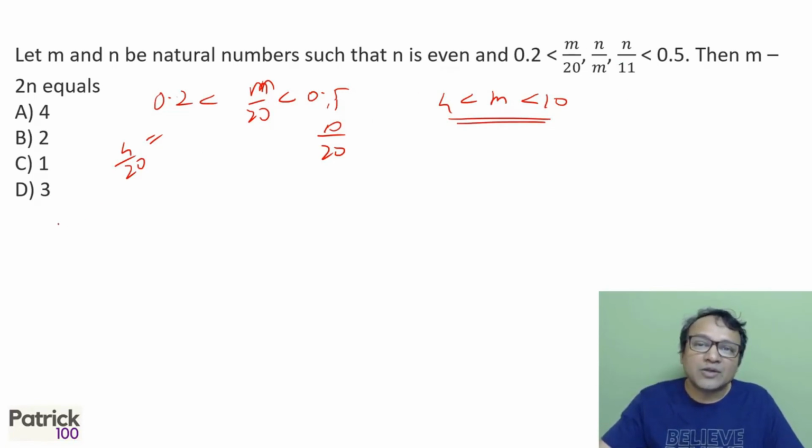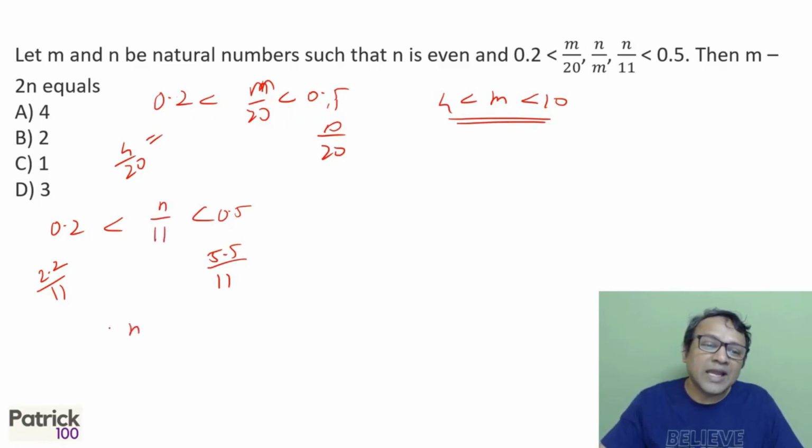Next, coming to N upon 11. 2.2 upon 11 is 0.2, and 5.5 upon 11 is 0.5. On N upon 11, so automatically N has to be more than 2.2 and less than 5.5. But you have said N is even. So that means N has to be 4.